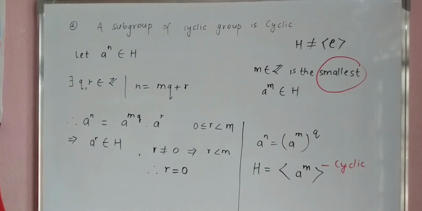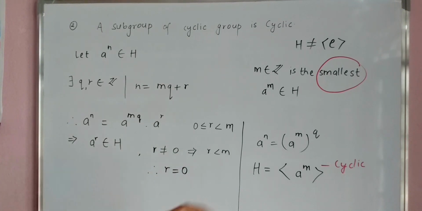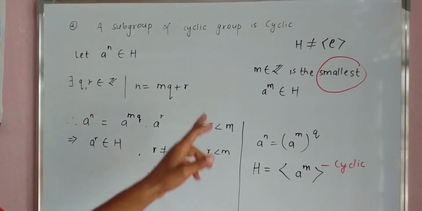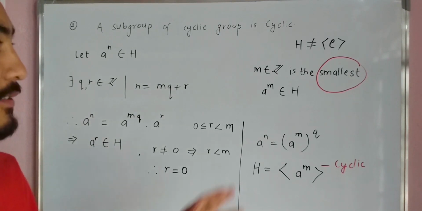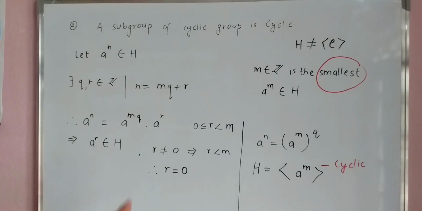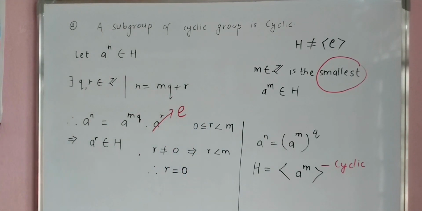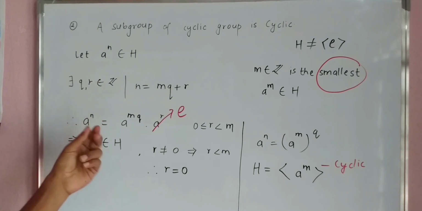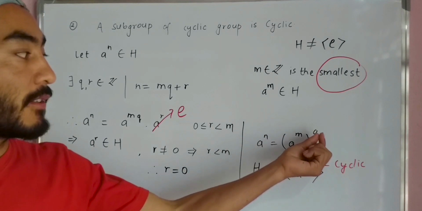We have two cases to consider. If r is not equal to 0, in that case we have r is less than m. Therefore, we get r to be the smallest such that a to the power r belongs to H, which gives us a contradiction because our supposition is m is the smallest. Therefore, r must be equal to 0, and in that case we have this element is the identity element. Therefore, a to the power n is equal to a to the power mq.